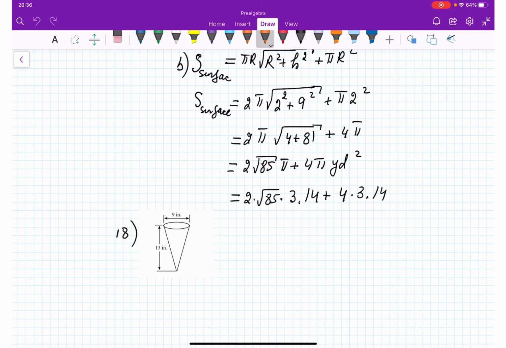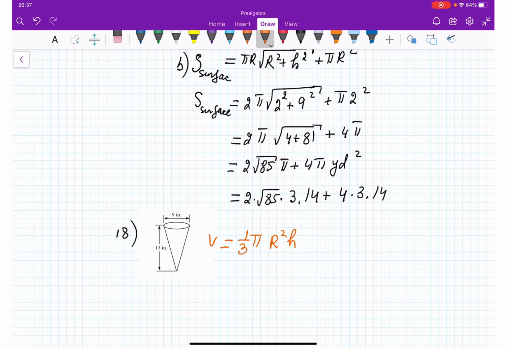And the volume is equal to 1/3 pi r squared h. Remember what I said: 1/3 of the volume of the cylinder. Okay, we can calculate, it's not a big deal.